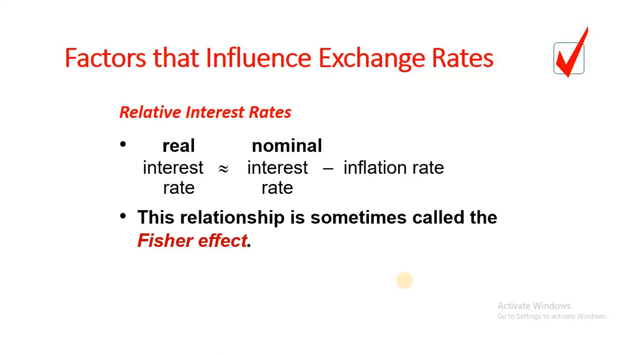So let me give you an example of real interest rate. For example, Bangladesh banks currently provide on average 9% interest rate on deposit. So this 9% is the nominal interest rate. Currently in Bangladesh, inflation rate is 7%. So in this case, if the nominal interest rate is 9%, inflation is 7%, a real interest rate of bank deposit is 2%. And this relationship between real interest rate, nominal interest rate, and inflation rate is often called Fisher effect.